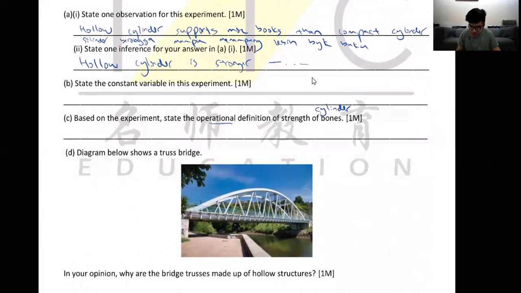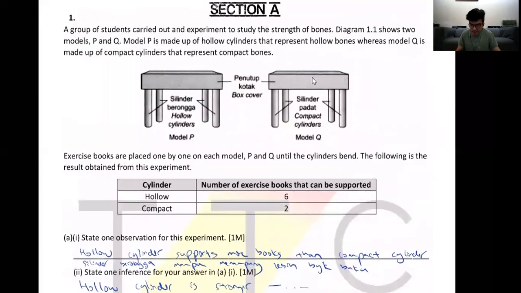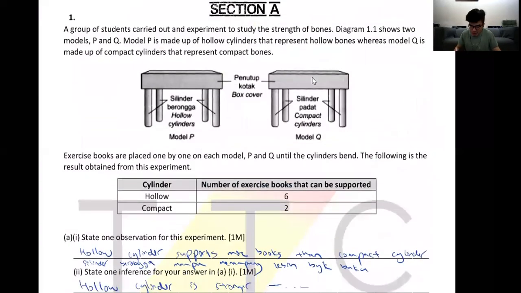Operational definition means based on your observation. Based on what you see. So what is the strength of cylinder here? The strength of cylinder depends on the number of exercise books that can be supported, right? So if they ask you the operational definition for the strength of cylinder, it is the number of exercise books that can be supported. Everything is based on the observation.